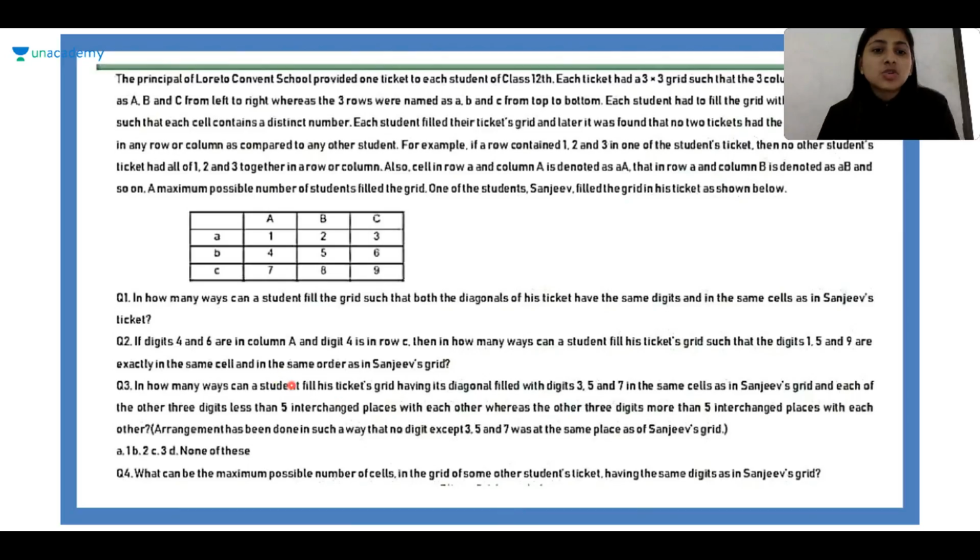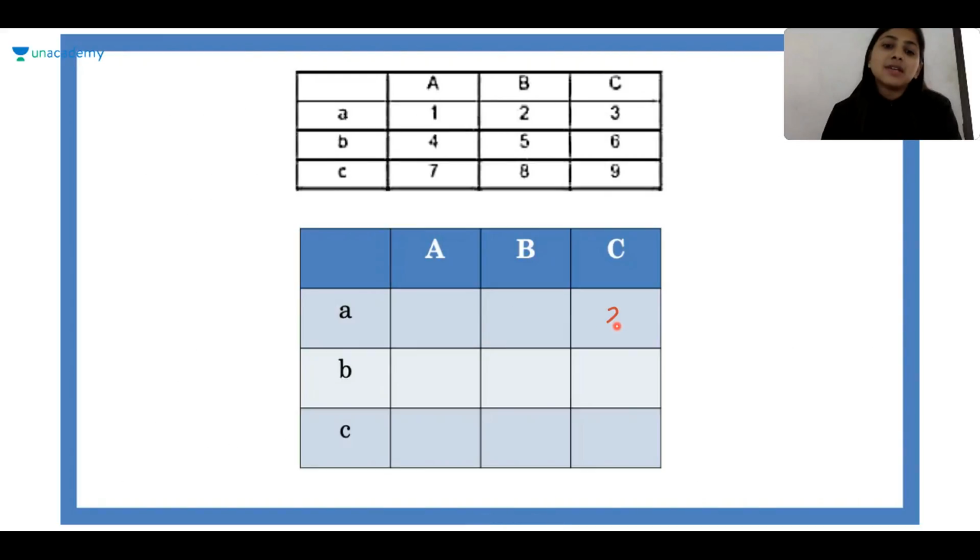In how many ways can a student fill his ticket grid having its diagonal filled with 357 in the same cell as in Sanjeev's grid and each of the other 3 digits less than 5 interchange places with each other? Okay, what they're saying is, in how many ways can a student fill his ticket? Diagonal 357 is same. Now you see on this side, the numbers that are left are 1, 2, 4. So what they are saying is the numbers in these 3 boxes, 1, 2, 4, will shuffle only among themselves. And the numbers in these 3 boxes, 6, 8, 9, can shuffle only among themselves.